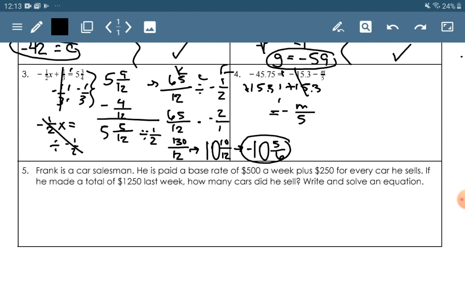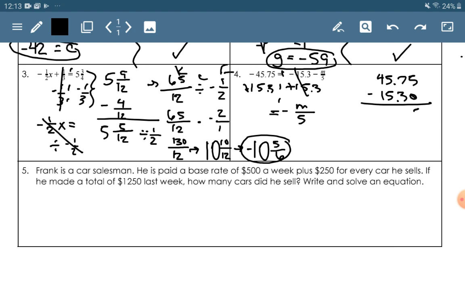On the left side, maybe you need to rewrite it if you need more space, but what you should notice is you have different signs. When you have different signs, you are actually subtracting. So I'm going to do 45.75 minus 15.30. I'm lining up my decimals.